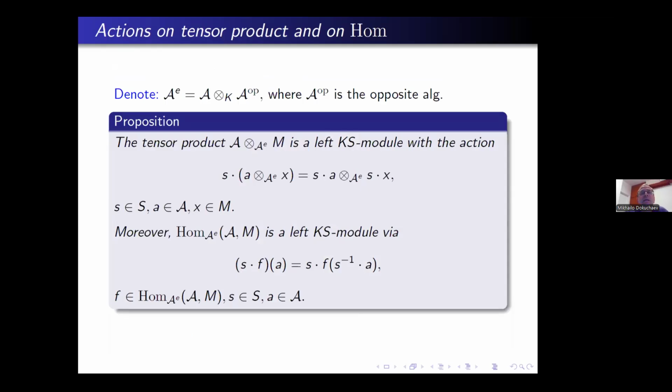We also need the action on the tensor product. So we tensor M by A, and it is going to have a left KS module structure, and S will act on both A and on X. As we mentioned already, A and M have left KS module structures. And for cohomology, we will need the left KS module structure on AM, and it is given by this formula. So we act on A by S inverse, apply F, and then act by S. So it's kind of a conjugation of F, right?